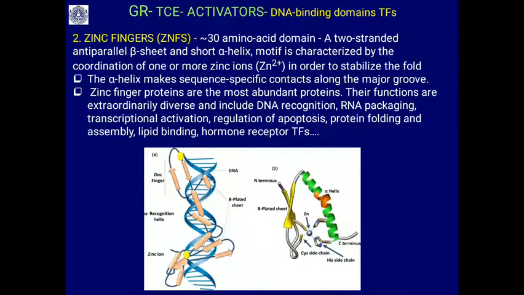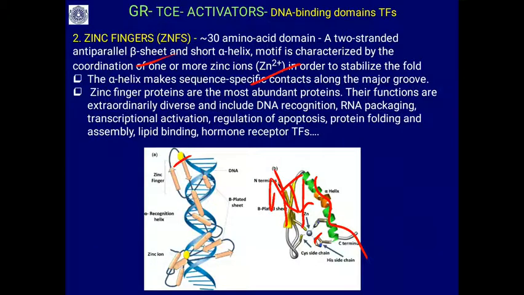Similarly, the zinc finger motif has a two-stranded anti-parallel beta sheet, one in this direction, another in this direction. Then there is an alpha helix, and all of these are connected with a zinc ion, which you will see here. This alpha helix makes a sequence specific contact with the major groove.